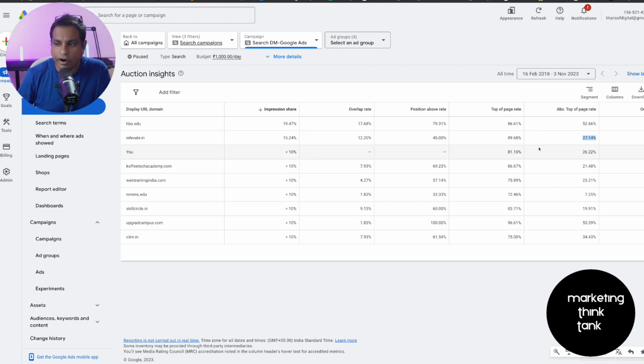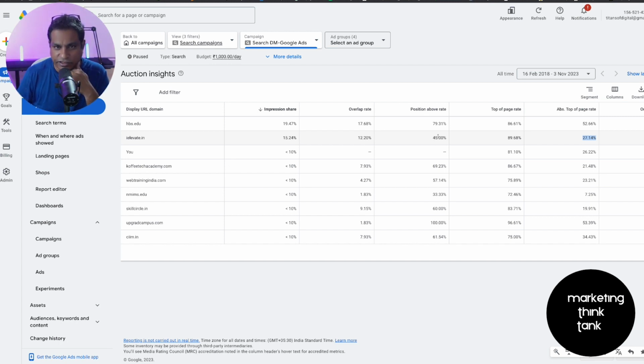Now, if you start looking at outranking share, this is kind of interesting. Outranking share, all the others, if you start taking, for example, position above rate, 45% of the times my competitor's ad was shown above me, right? Which means that both of us were eligible in that auction and both of our ads were shown. In that context, 45% of the times my competitor's ad was shown at the top of my ad.